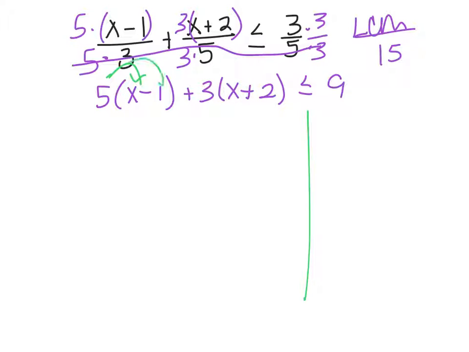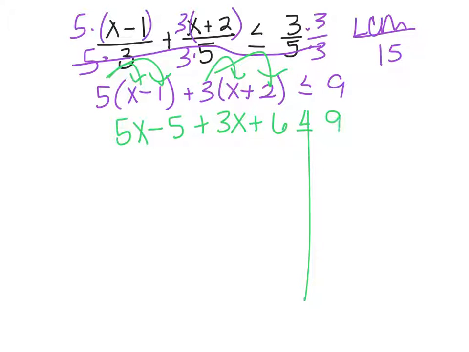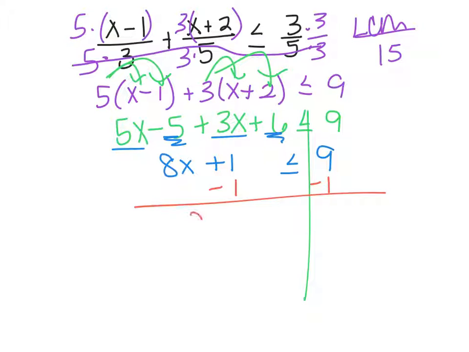Let's go ahead and distribute. So I have 5x minus 5, and we're going to distribute this, plus 3x plus 6, less than or equal to 9. Next step. Combine like terms, because everything on the left side I want to combine. So that's going to give me 8x. And these are like terms, plus 1, less than or equal to 9. Next step, let's subtract the 1 to both sides. So I have 8x less than or equal to 8.